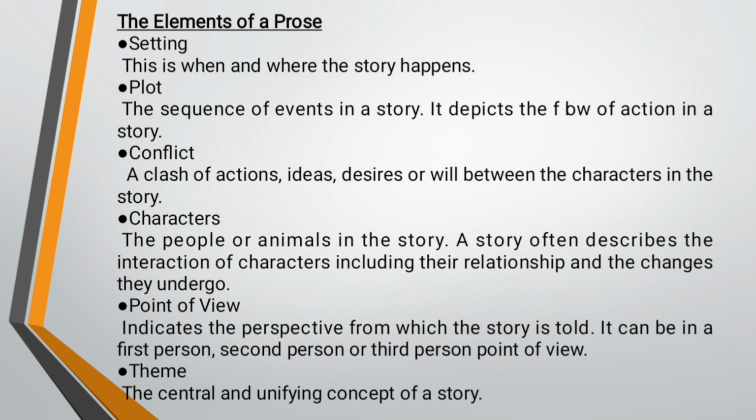So there are six elements of a prose. Based on the pre-activity a while ago, the words presented there are the elements of a prose, which are setting, plot, conflict, characters, point of view, and theme. Setting is when and where the story happened. Plot is the sequence of events in a story, so the proper arrangement of the story or the flow of action in the story.